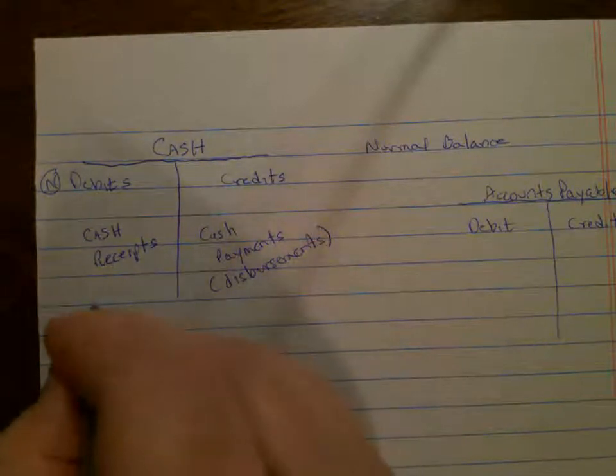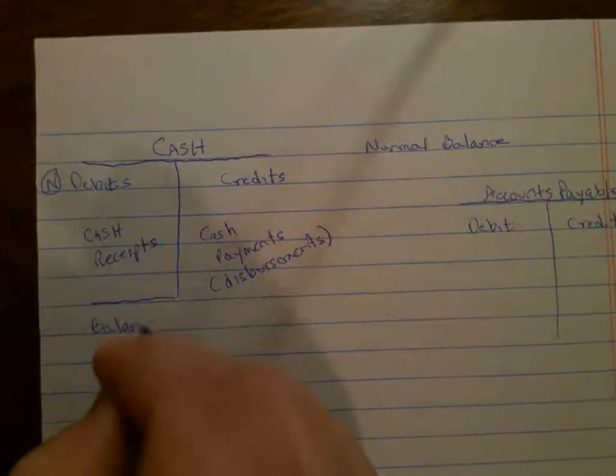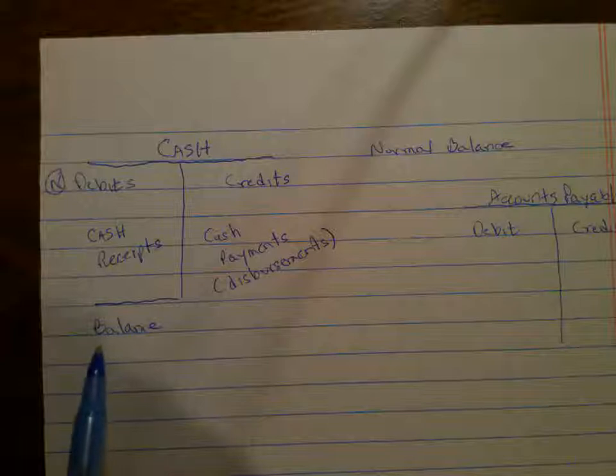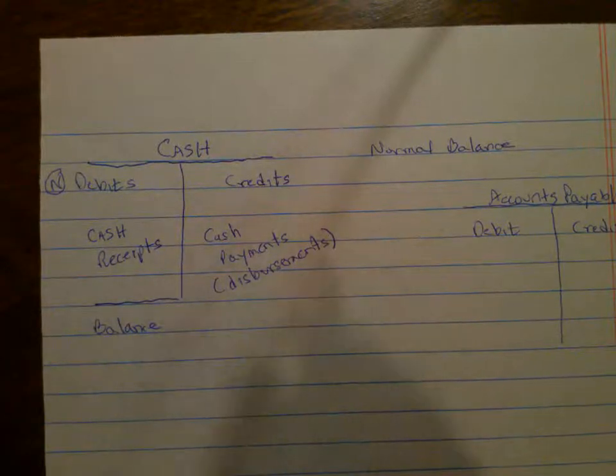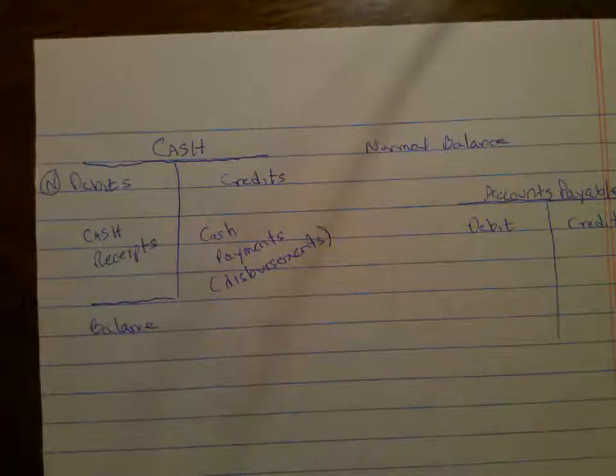And at the end of the period, you will calculate the balance. And the balance should be a debit balance. You should never have a negative cash balance, right? That makes sense. And so that's what you end up with. That's why we call it a normal balance.